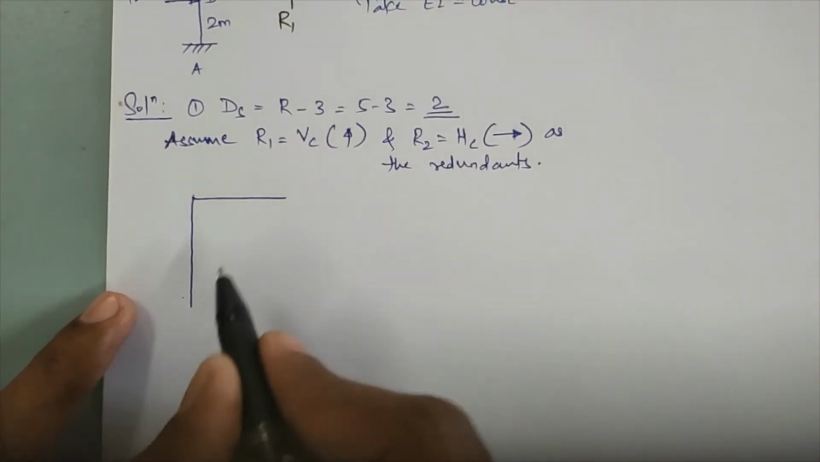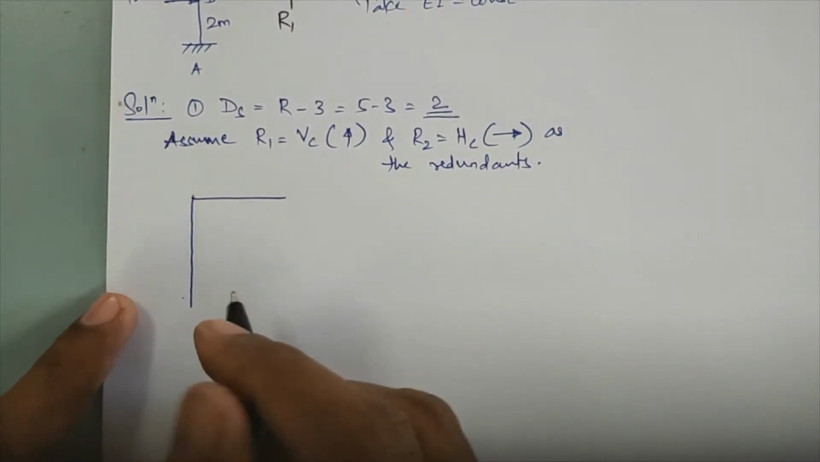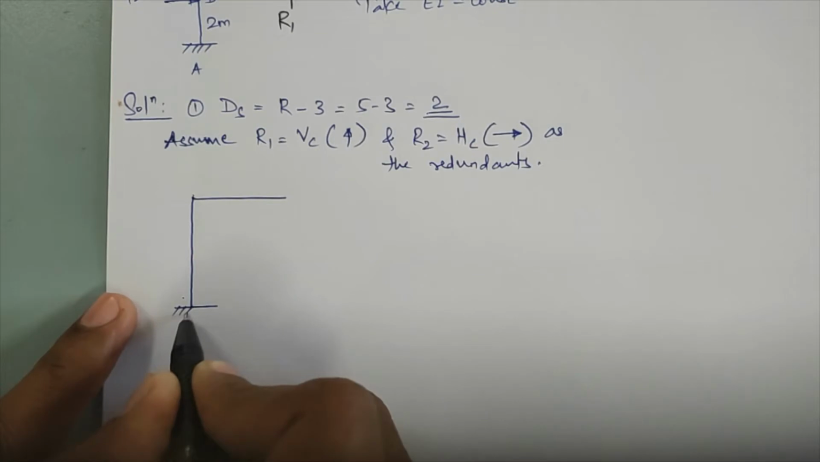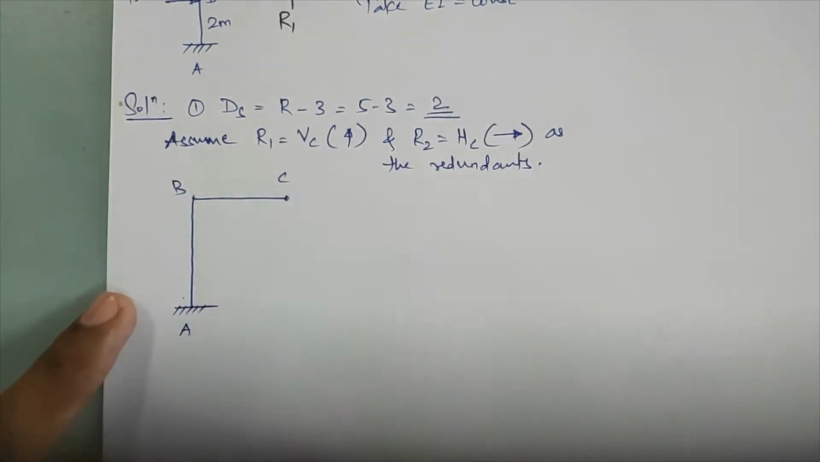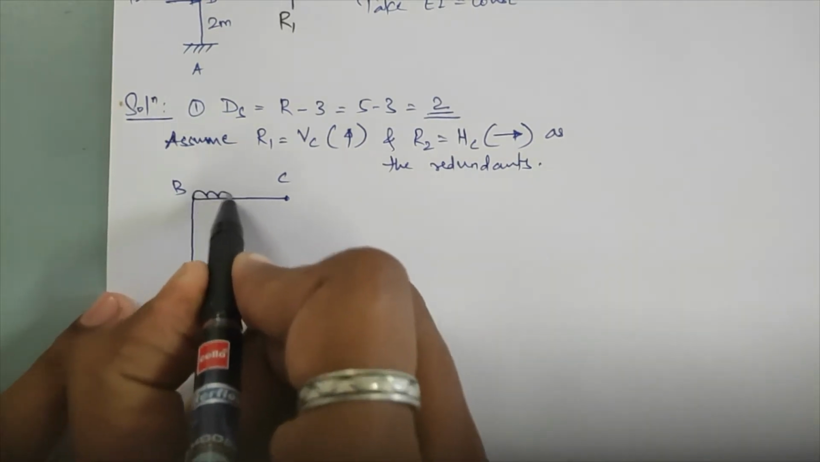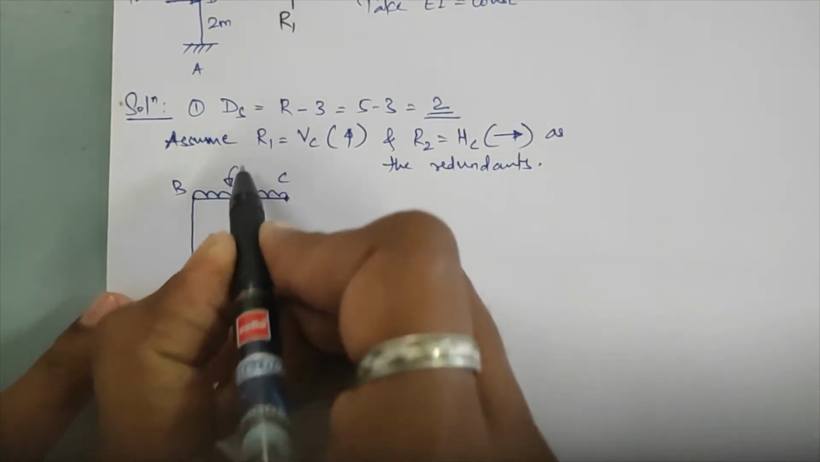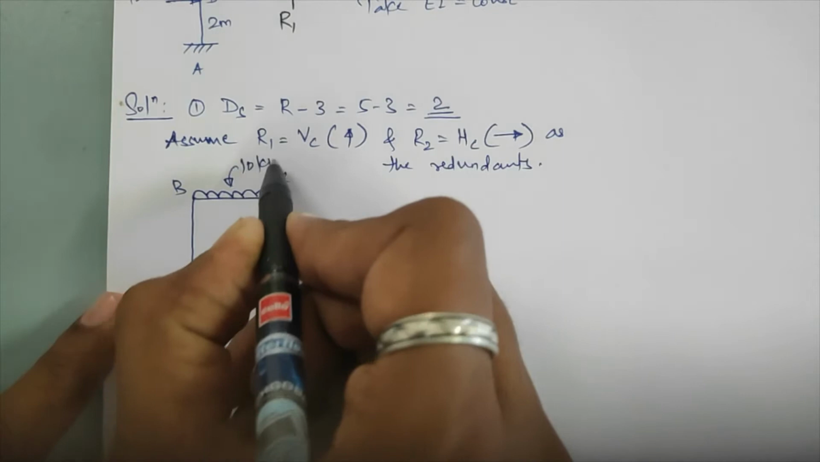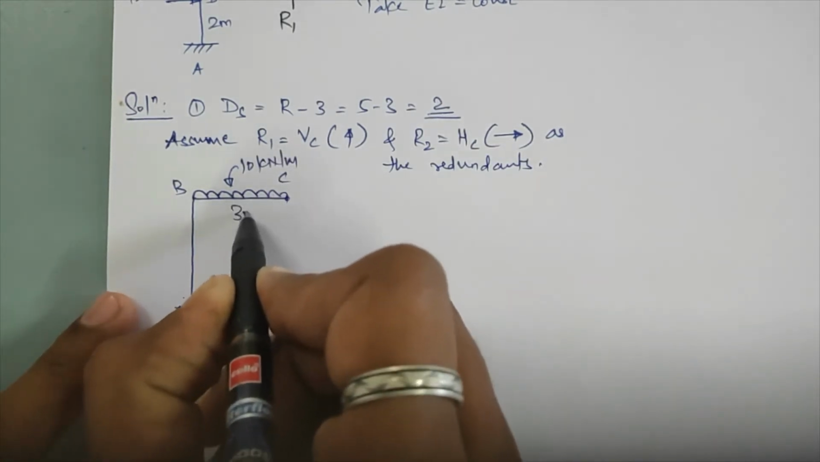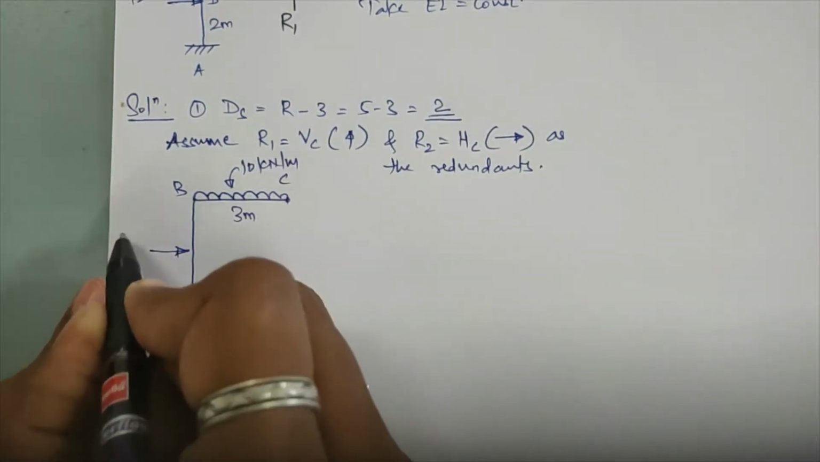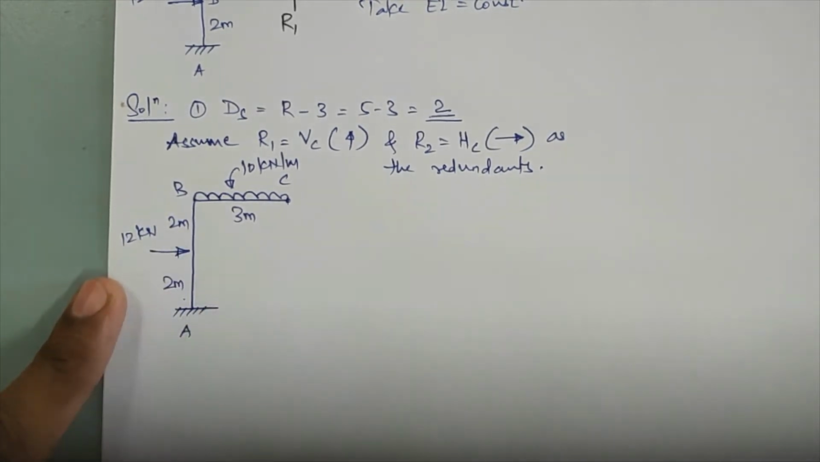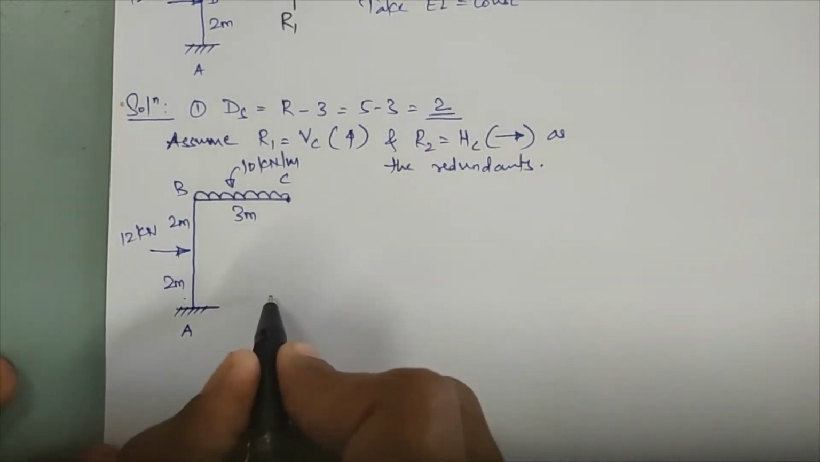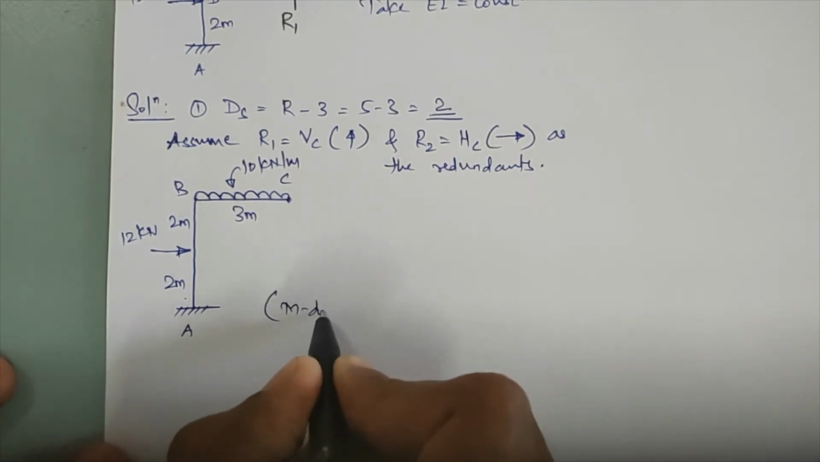So in the capital M diagram we have to remove those redundant forces and keep the applied loads as they are. Your fixed support at A will remain as it is, then B, and here you have the member BC loaded with a UDL of 10 kilonewton per meter, and here a point load of 12 kilonewton at 2 meters and 2 meters. So this diagram will be your capital M diagram.